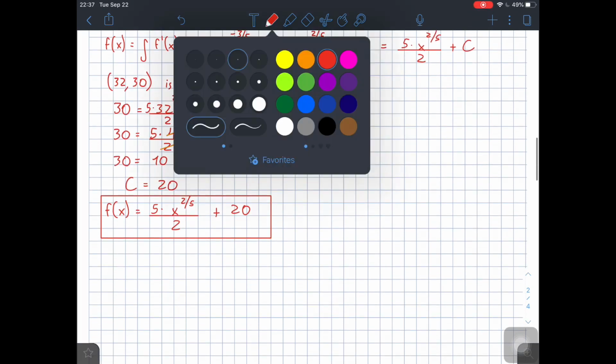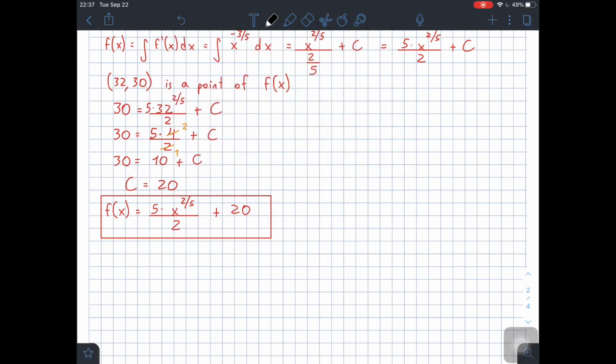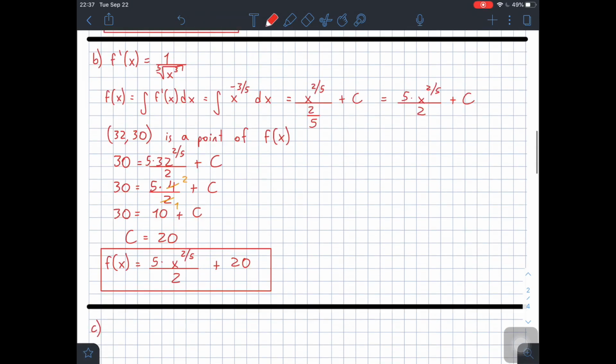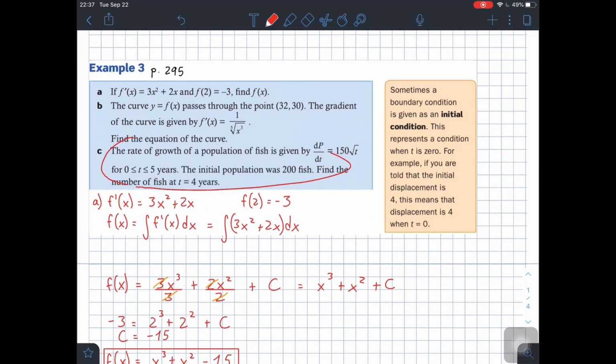Now let's see exercise C. Let me separate this first. For exercise C, we have the following. It says, the rate of growth of a population of fish is given by, and this is the derivative of p with respect to t, 150 times square root of t. And it says, for this interval, from 0 to 5 years, the initial population was 200 fish. Okay, so this is our boundary condition. Then it says, find the number of fish at t equals 4.